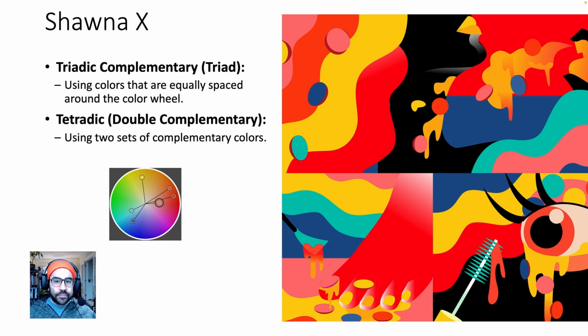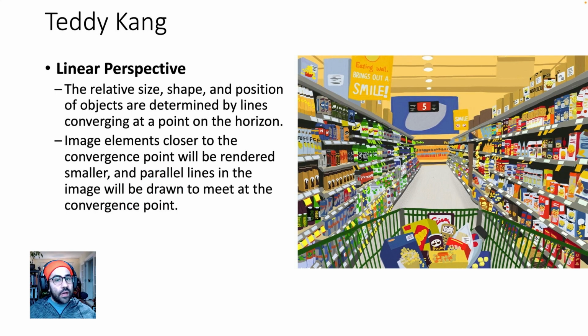Now let's move on from color palette and talk about projection systems. So here we're talking about the way that the artist is creating depth or space in an image. Now, one projection system that you're probably pretty familiar with is linear perspective, and you can see that here in the example from artist Teddy Kang.